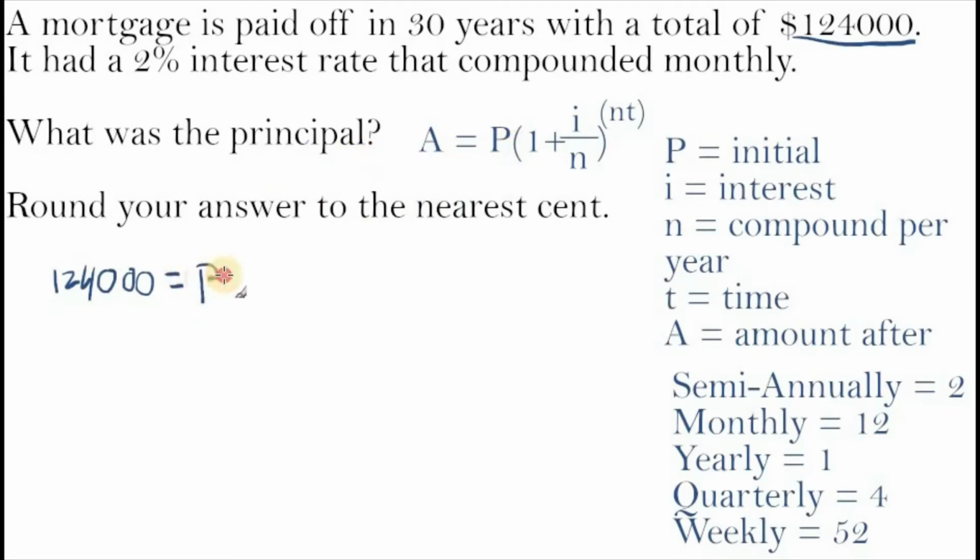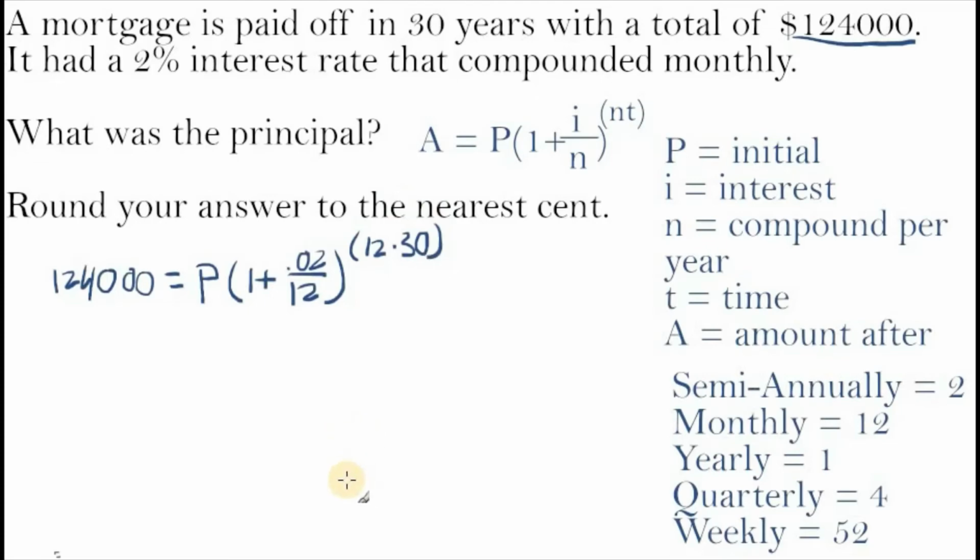Is equal to, and now we don't know what the principal is because that's what they're asking, so we're going to leave it as P, and open parentheses again, 1 plus I, which is the interest. We know that's 2%, which is 0.02, over N. Here it says it's compounded monthly, and on a chart, monthly is 12, because there are 12 months in a year. Then close parentheses, raised to the NT, where T is time, which is 30 years, and N is compounded per year, which is 12 because we're doing it monthly. So 12 times 30.